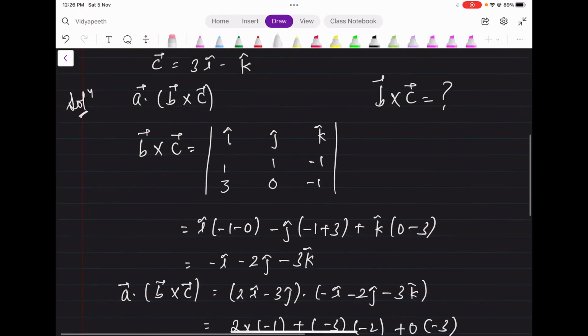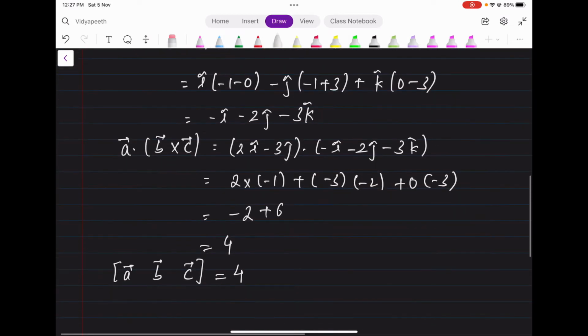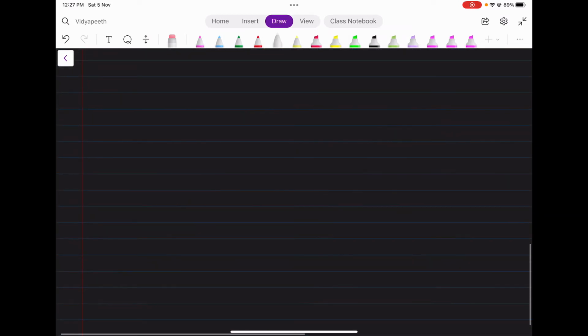But now the question arises: is there any other way to find the scalar triple product, or in all these questions do we have to follow the same approach? That is the first question which must arise in your mind. So let us see if there is any other way. Now make a remark.